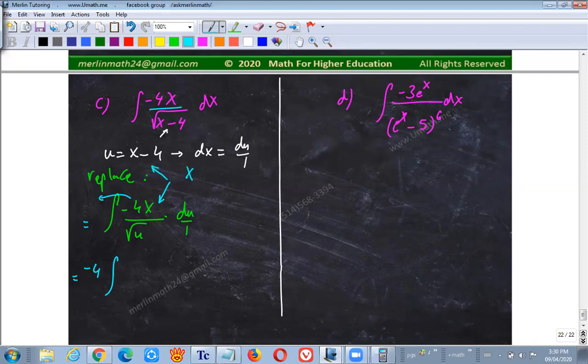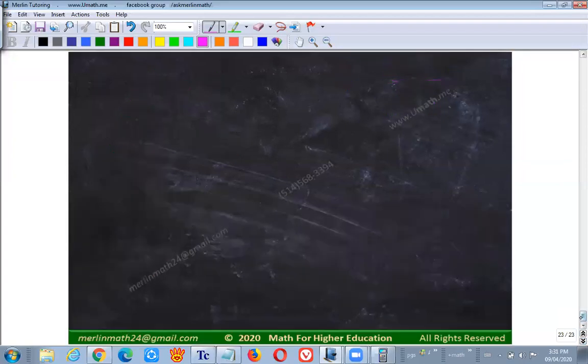You find x back, you get u plus 4. And you plug it in, u plus 4. That's it. Now you have all the integral in u. Any question? It's not done yet, but I want to continue. So what do you do? You simplify.